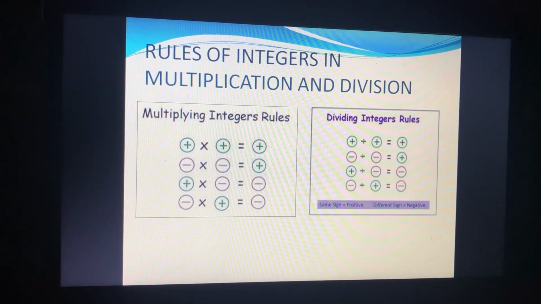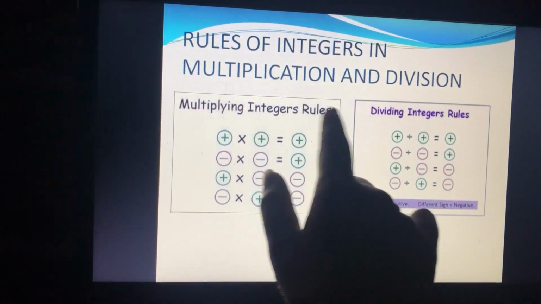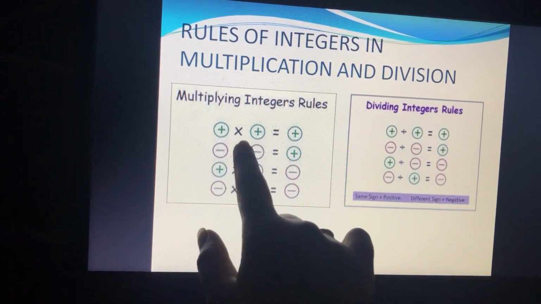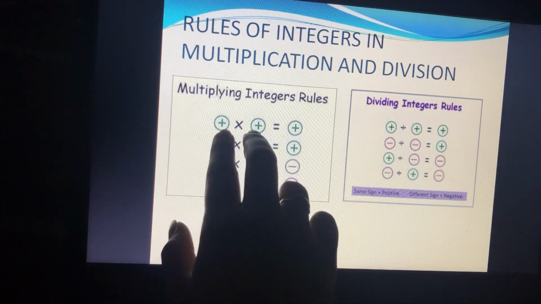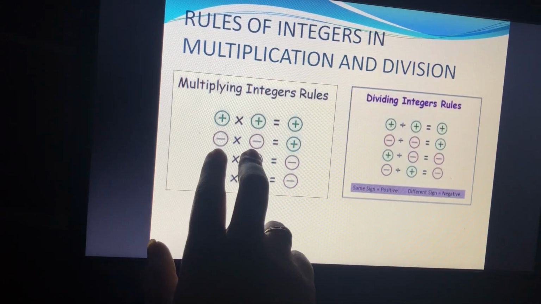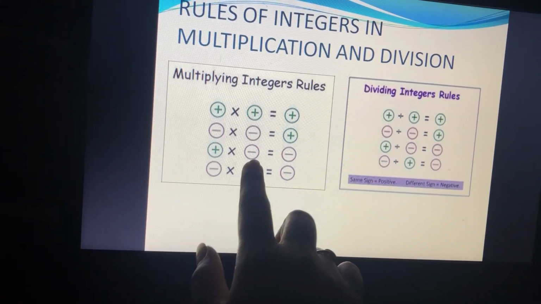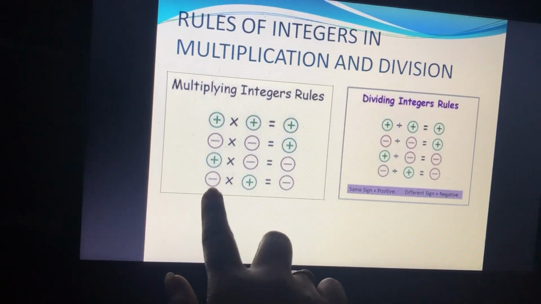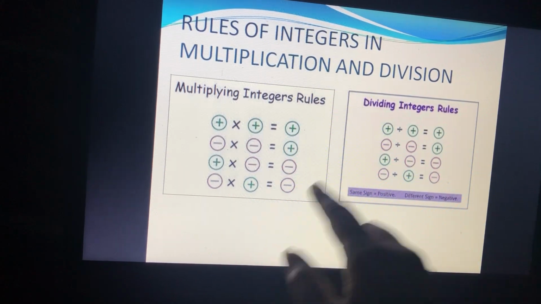Now rules of integers in multiplication and division. Multiplying integers rule: plus multiply plus, that means positive multiply positive. When we multiply two positives, the answer is positive. When we multiply two negatives, the answer is positive. When we multiply one positive and one negative, the answer is negative. When we multiply one negative and one positive, the answer is negative, right?